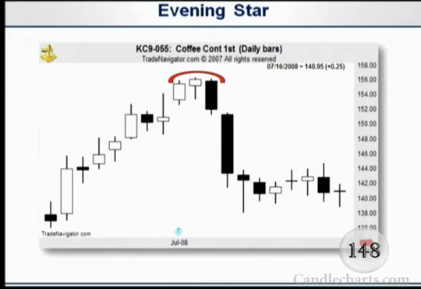Okay, here, again, I just wanted to show you an evening star in the futures market. Also, even if you didn't recognize the evening star, what were the last two candlestick lines? Black wrapping around the white? Bearish engulfing pattern, yeah.